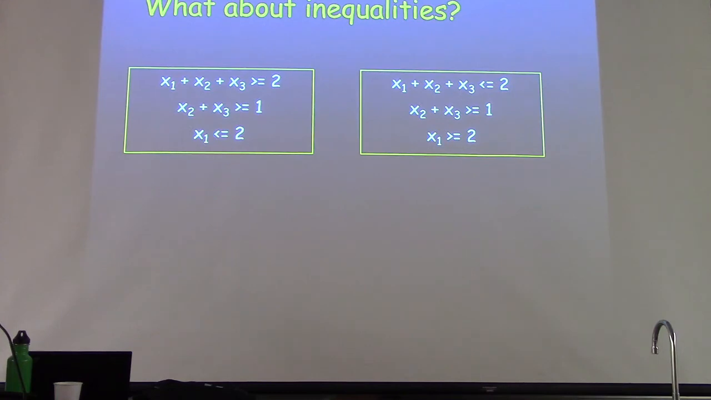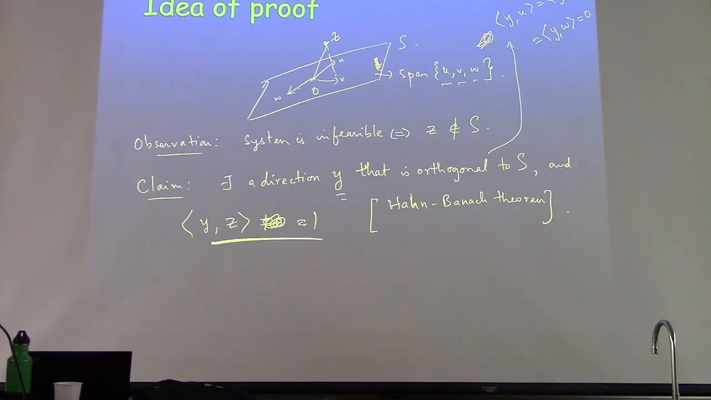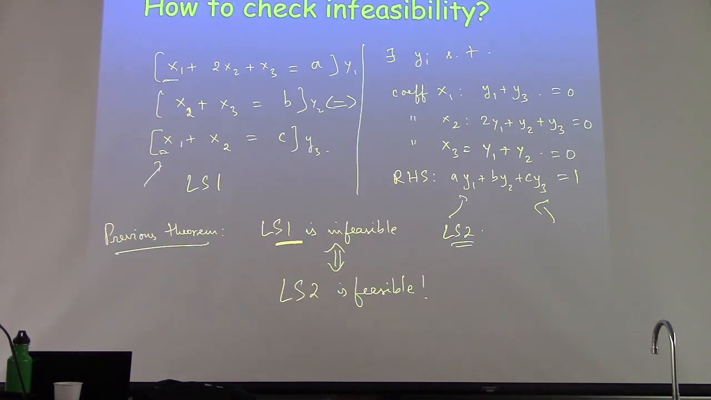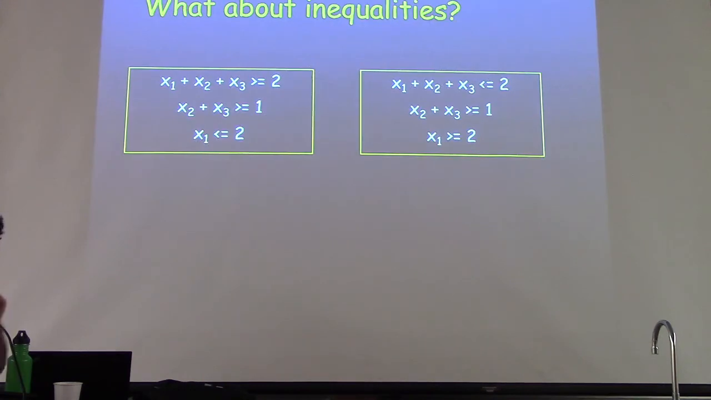All right, so this was for equalities. All this theory is for equalities, and just to remember, this was the final theorem: you have some system, you could write down this other system such that linear system 1 is infeasible if and only if linear system 2 is feasible. So this was the conclusion. Now what we want to do is something similar for inequalities.